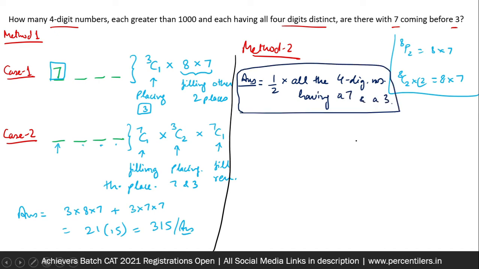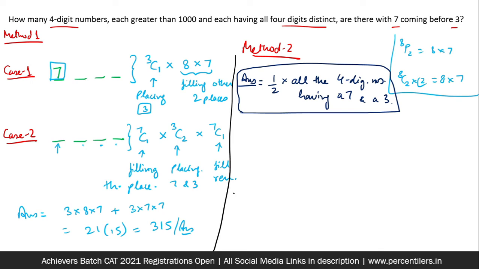Guys, if you have a 4-digit number with a 7 and a 3, then there can be only two things: either 7 will be on the left of 3 or on the right of it. There are as many numbers having 7 on the left of 3 as the ones having 7 on the right of 3. So just taking half of all these numbers will get us the answer. So my job is just to find out all the 4-digit numbers which have a 7 and a 3 already.